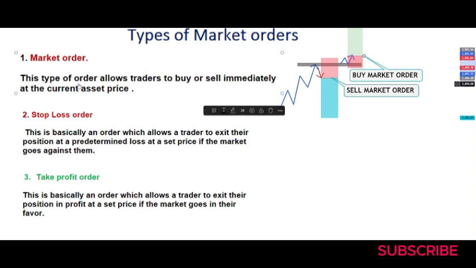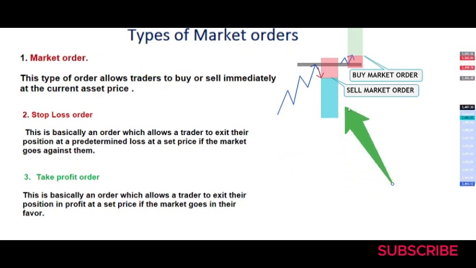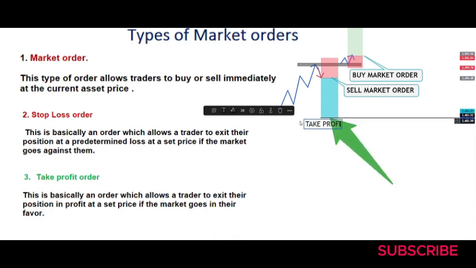Moving on, the second type of order is a stop loss order, and the third one is a take profit order. I'm going to explain both of them at the same time. Just to go back to our illustration right here, when we look at this illustration on a sell market order, we would place our take profit down here. That is a take profit order.